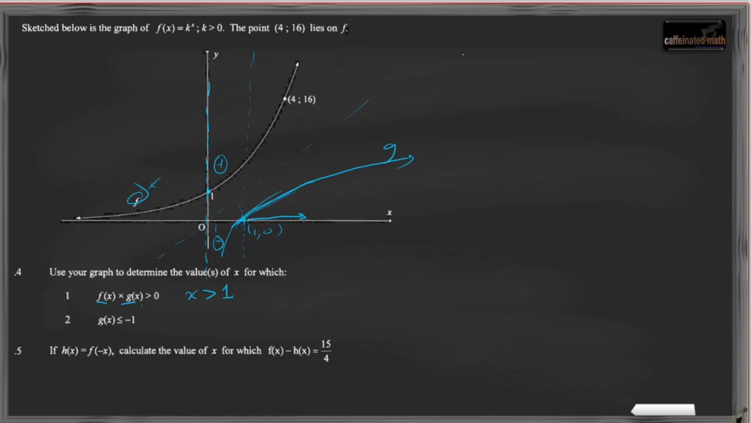Now we want to know where g(x) is less than negative 1. So where does that happen?